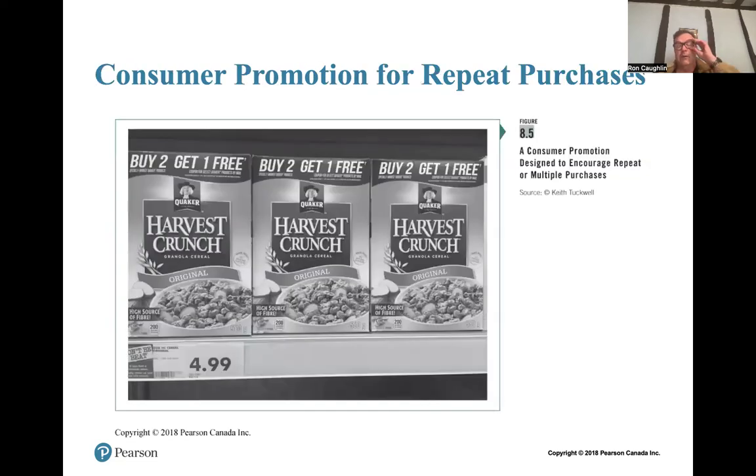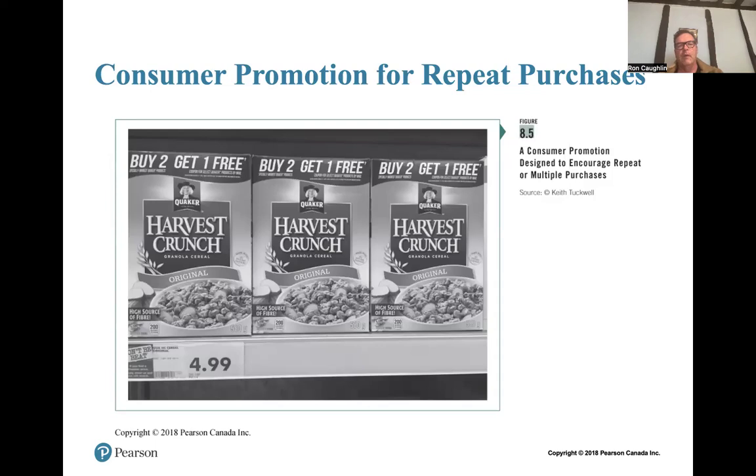This is an example of a consumer promotion designed to get repeat purchases. Now you'll see here, you're going to buy 2 of these Harvest Crunch cereal boxes and get the 3rd one free. And that's a great way to drive average check, because you're actually stimulating purchase, and you're stimulating more purchase than was going to happen in the first place. So it's a really great way to do this. And it also can be measured right on the spot through the till, which is a great way to understanding it.